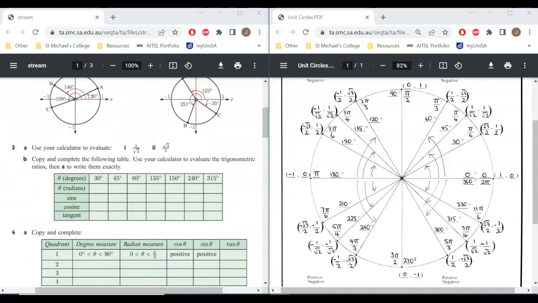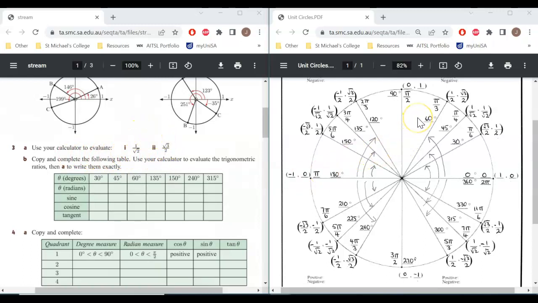Okay, now this is going to be the last question I'll work through with you, and then you should be in a good position to continue working through the remainder of the questions. So in 3A, you're asked to use your calculator to evaluate these two values. Now, they're not two random values.